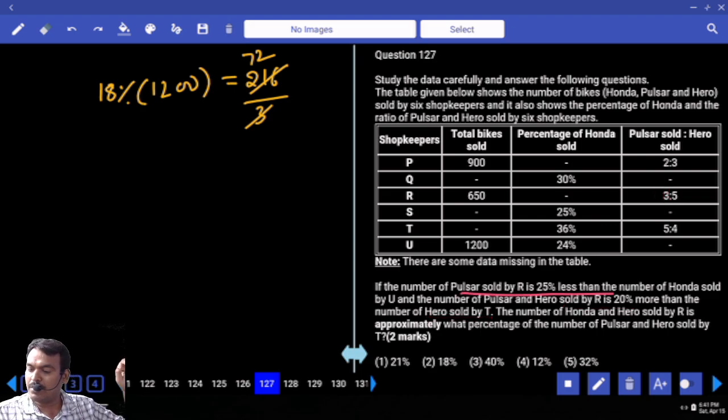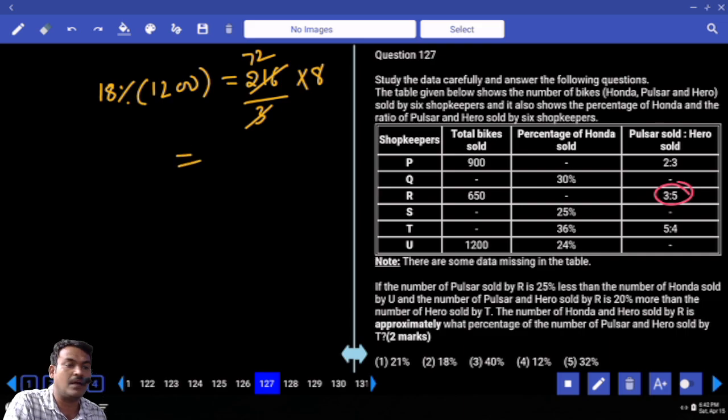It is equal to how many parts value? 3 parts or 4 parts? 3 parts. 3 parts are 216. What is the 1 part value? 72. Total how many parts here? 8 parts. Into 8 means 72 into 8. It is 72 into 8.